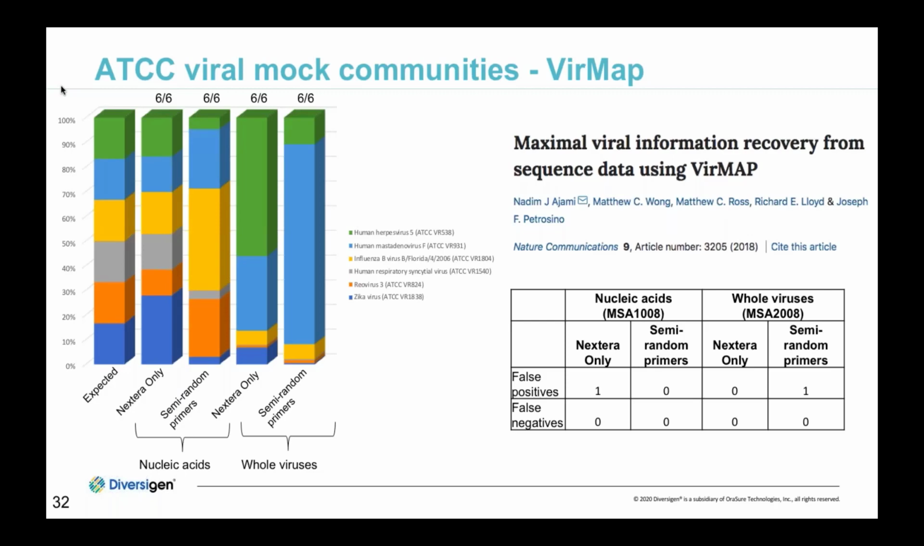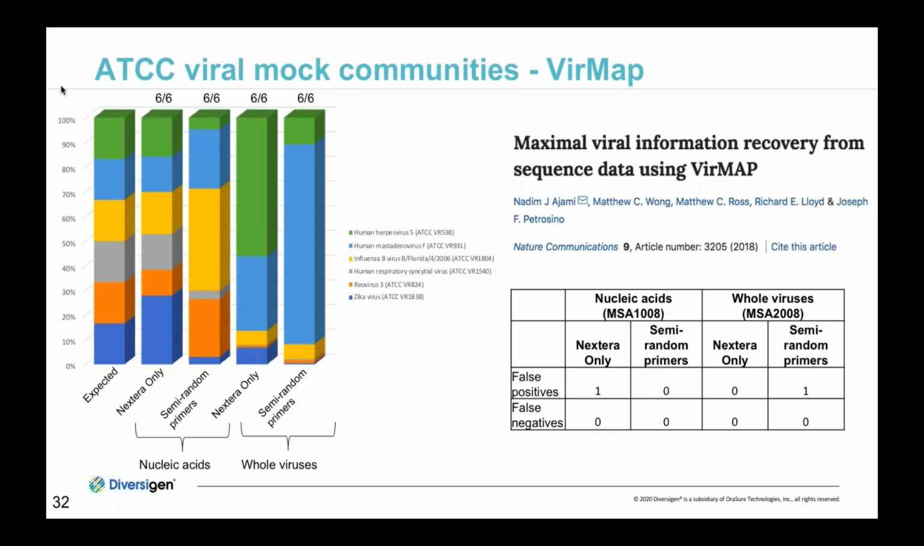The second column shows the results of the viral nucleic acids going through just an extra library prep. The next column shows the results of the viral nucleic acids going through the additional amplification of the pool library using the semi-random primers. The next column shows the results of the whole viruses being extracted with this particular kit, and the last column shows the results of the whole viruses being extracted with this kit, plus amplification of the pool library using semi-random primers.